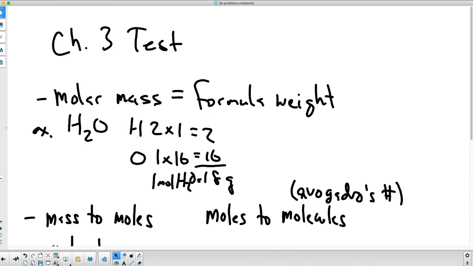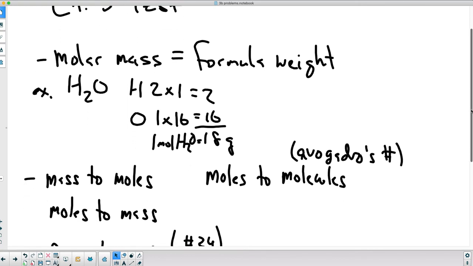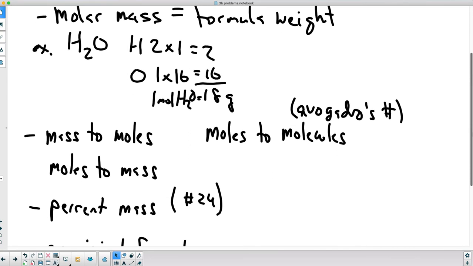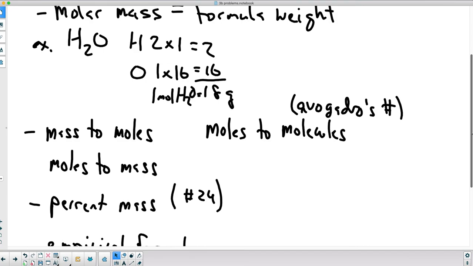Obviously, you're going to have to do molar mass. That's what this example is here. It's also called formula weight. It's also called molecular weight. It's also called molecular mass, blah, blah, blah. Okay, we've already talked about all the different things there. So you should be able to do conversions of mass to mole and moles to mass. And also, you should be able to do conversions using molecules.